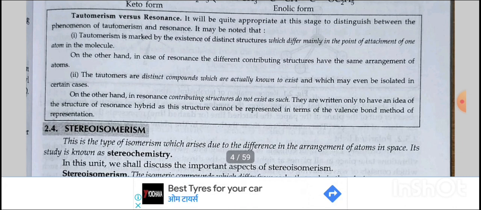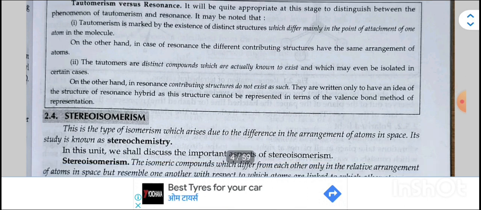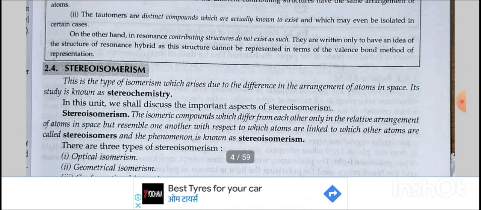On the other hand, in resonance, contributing structures do not exist as such; they are written only to give an idea of the structure of the resonance hybrid, as the structure cannot be represented in terms of the valence bond method of representation.